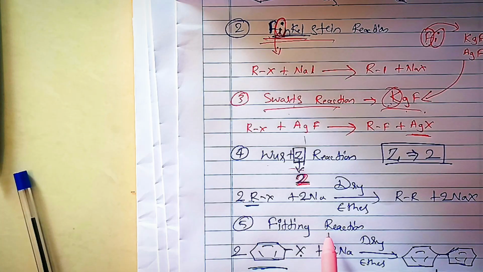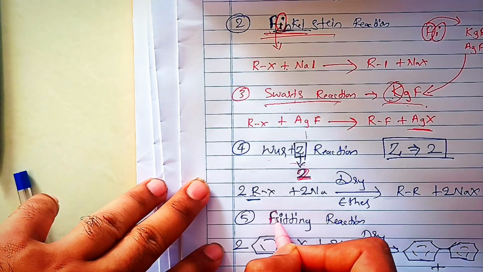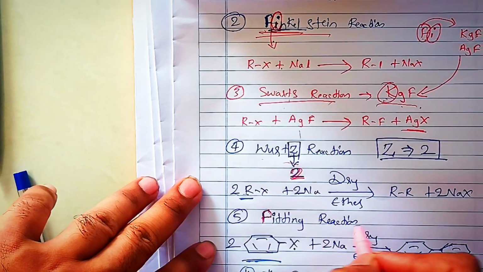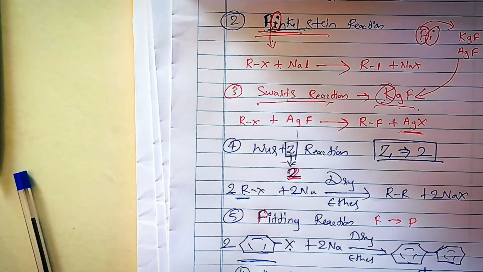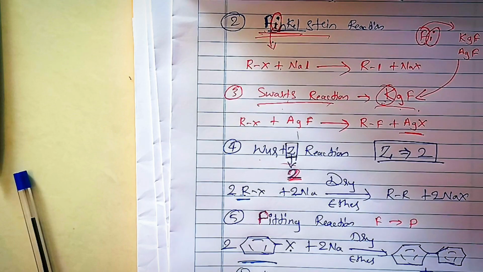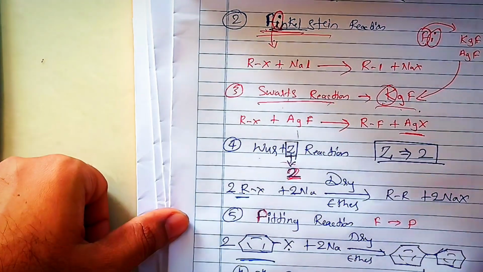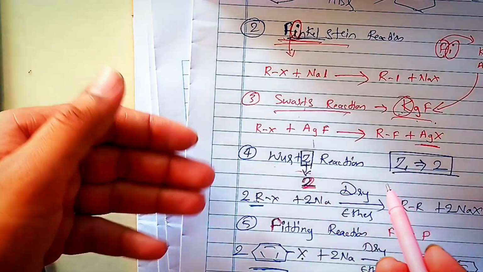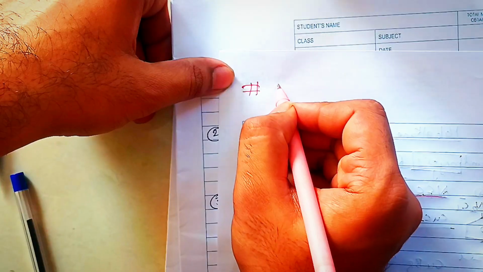Here in the Fittig reaction we can take this F and make it as P, simply P, meaning the phenyl ring. Here there is a difference: what is benzene, what is phenyl? Here there will be two phenyl rings, and the same workout we do in the Wurtz reaction will be done in the Fittig reaction also. Then next will be the Wurtz-Fittig reaction.